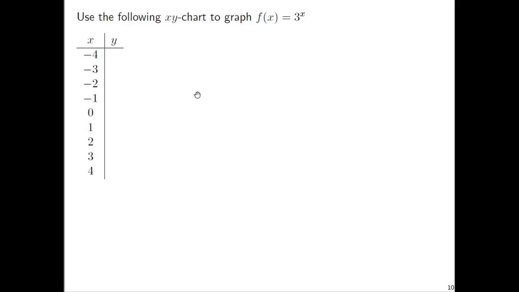Now, in the same way, use an XY chart to graph y equals 3 to the x. You should really go through this. You could just watch, but better to make this active, better to really own what's going on here. We're trying to deal with a new type of function. I want you to see what's going on with the numbers.